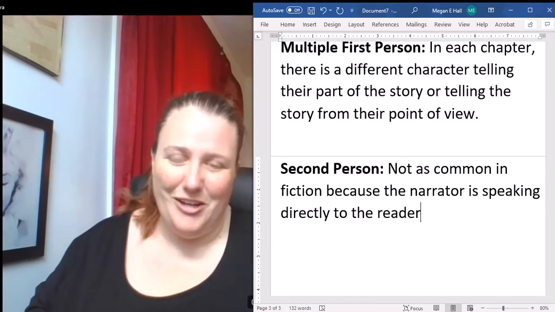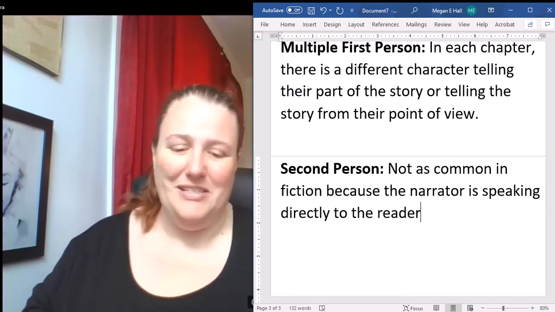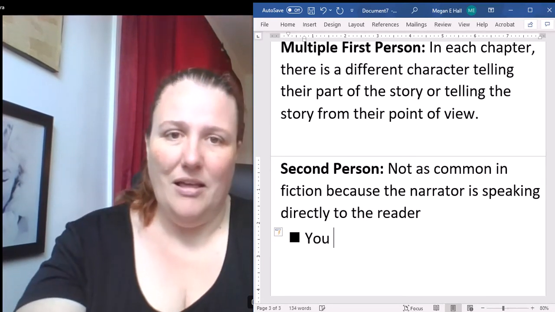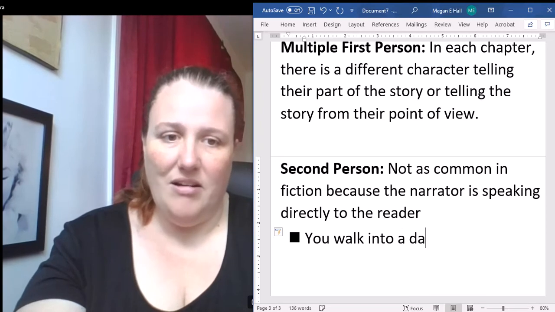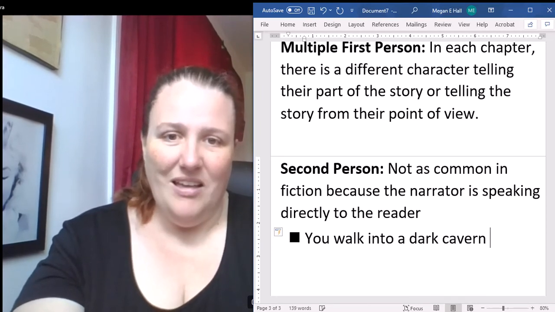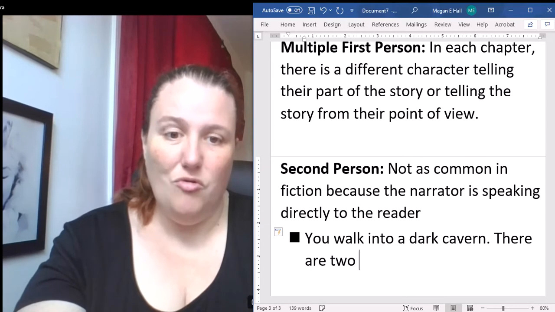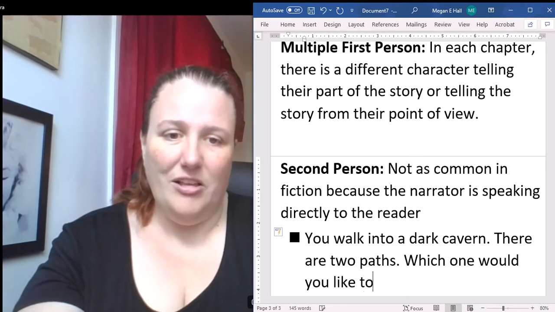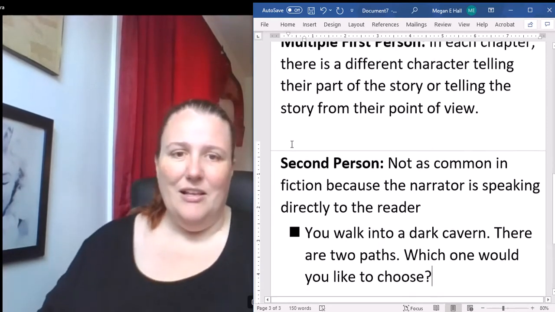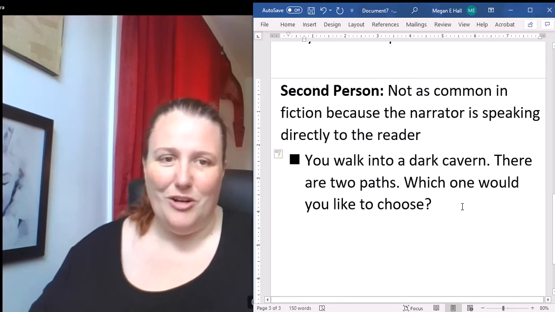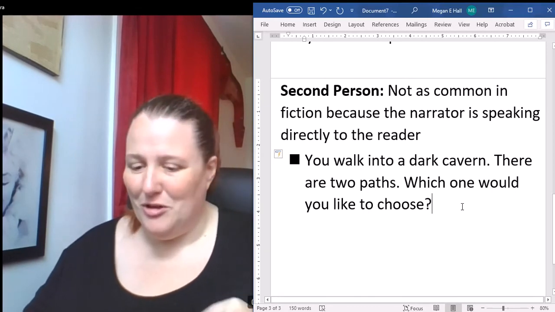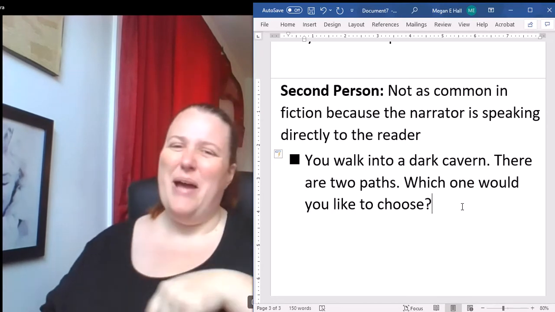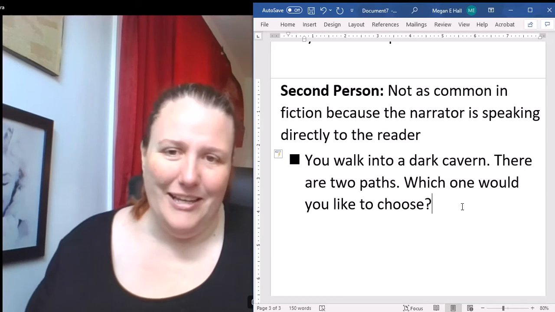Choose your own adventure novels are always written in second person. I don't know if you've ever seen those or remember them. Depending on your age, you may not have seen them before. So it'll say something like, you walk into a dark cavern. There are two paths. Which one would you like to choose? And then it'll say something like, to go down path one, turn to page 83. To go down path two, turn to page 27. And on page 83, you die. And then you have to go back and go to page 27 anyway. So you're not really choosing anything.